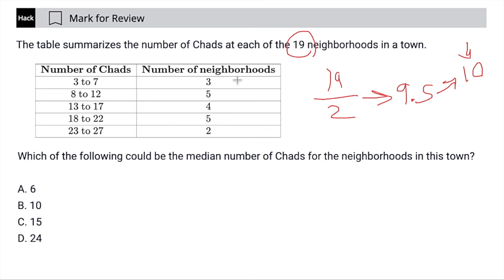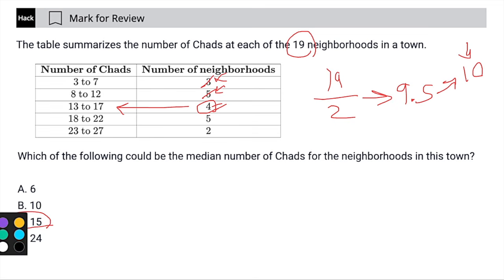Now, importantly, 10 is not your median. Instead, the 10th value is your median. So now you just have to count up and find where the 10th value lives. So here we have 3 values. So that's 1, 2, 3, 4, 5, 6, 7, 8, 9, 10. So the 10th value is going to live here where we have 13 to 17 chads, meaning our answer has to be 15 since it falls within that range.